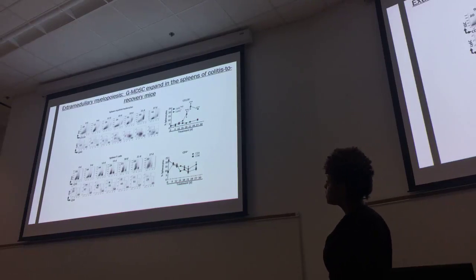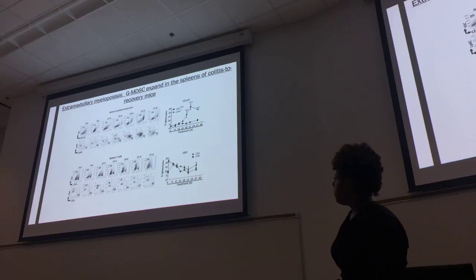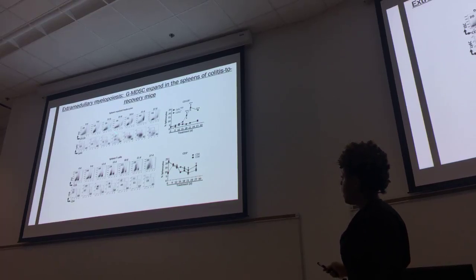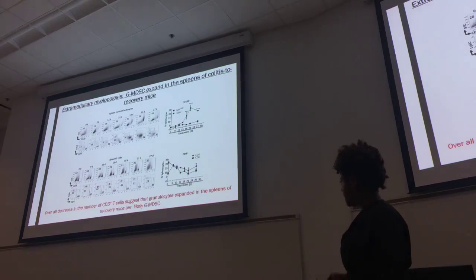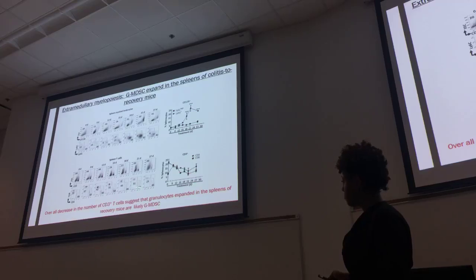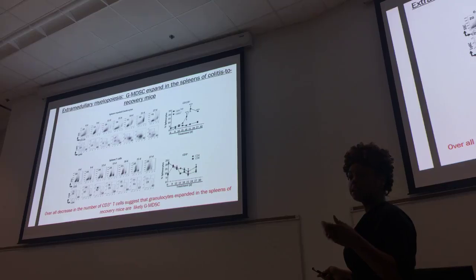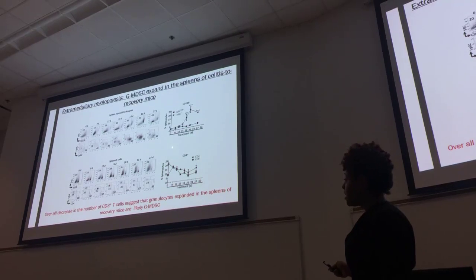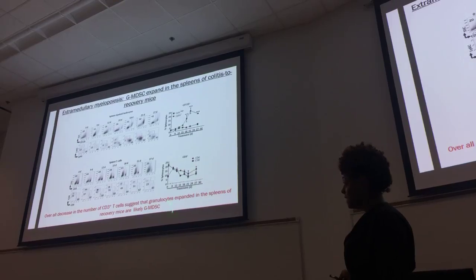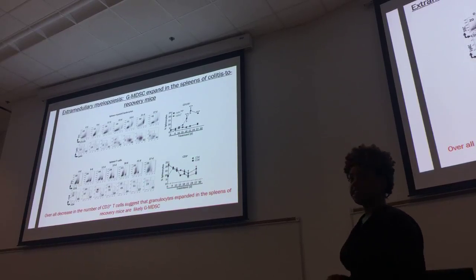To do that, we first looked at the spleen, where we saw a massive expansion of granulocytes, more so towards the recovery stage. This expansion tightly correlated with the overall decrease in CD3 positive T cells. And as I mentioned earlier, one of their mechanisms is to downregulate the CD3 zeta chain. So based on this, we started to believe that these cells expanding in the spleens are actually MDSC as well.